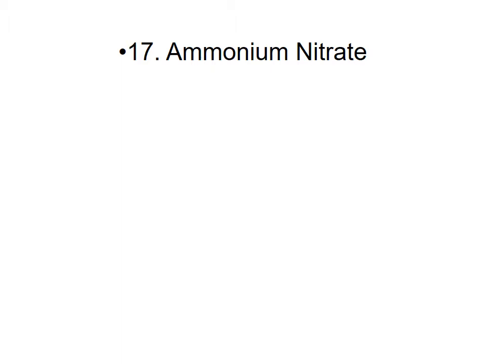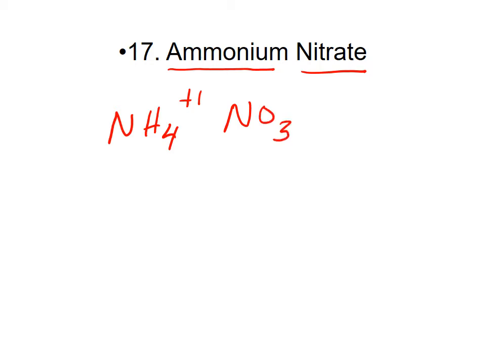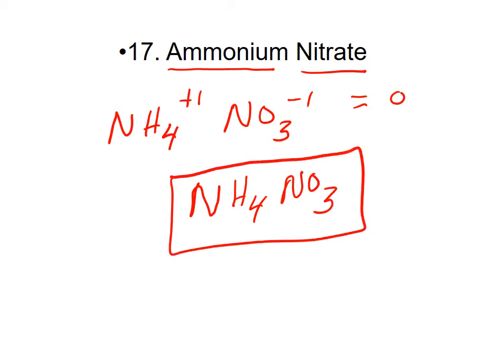On number 17, we have ammonium and nitrate. Polyatomic ion ammonium, so it's NH4 +1. Nitrate is also polyatomic, so it's NO3 -1. The oxidation numbers add to 0, so this one you just stick all together. You don't combine anything. It's NH4 NO3. You leave it just like it is. Ammonium nitrate.